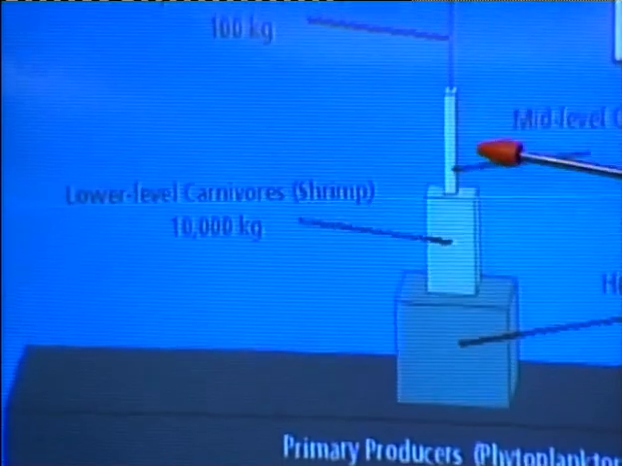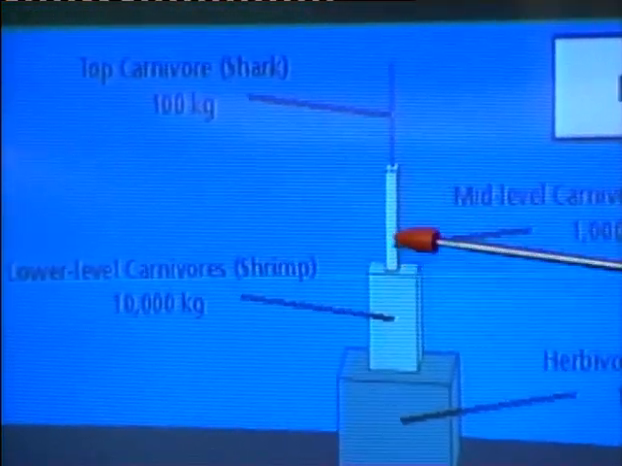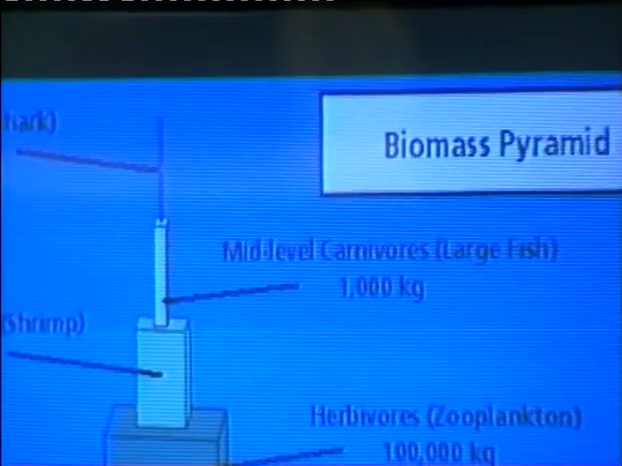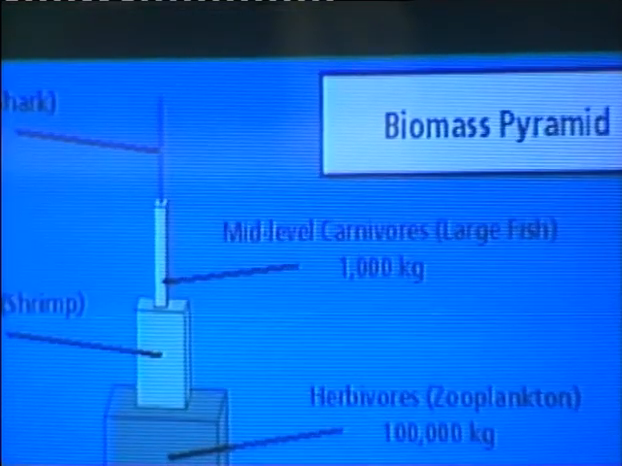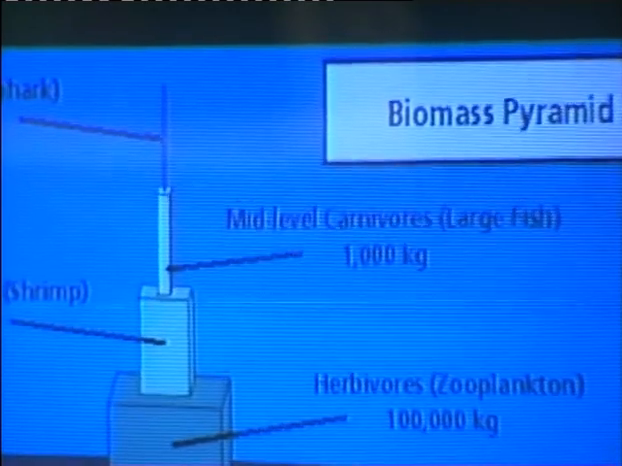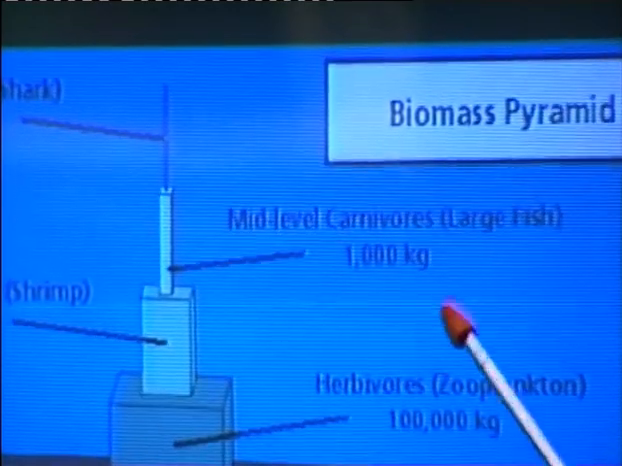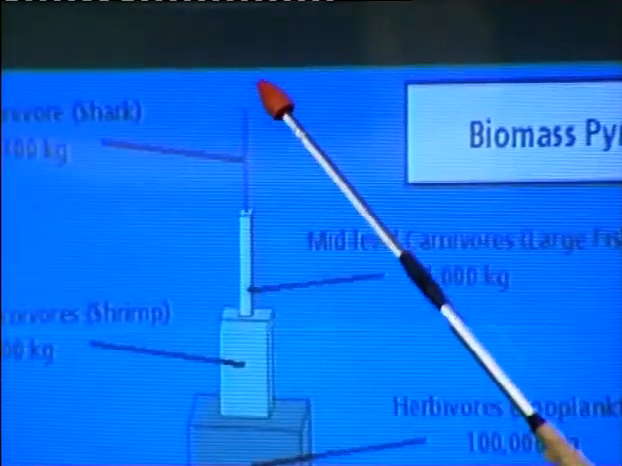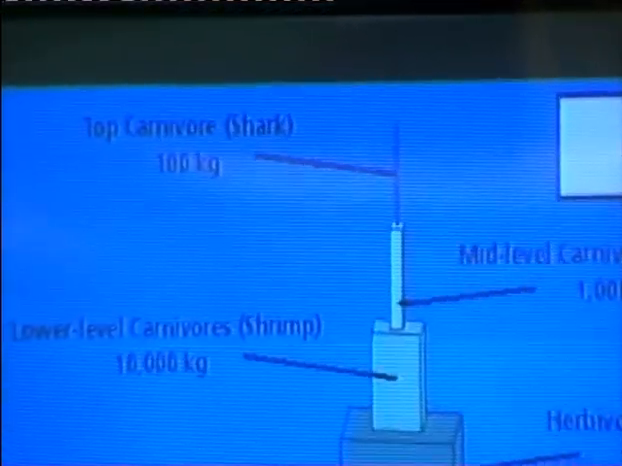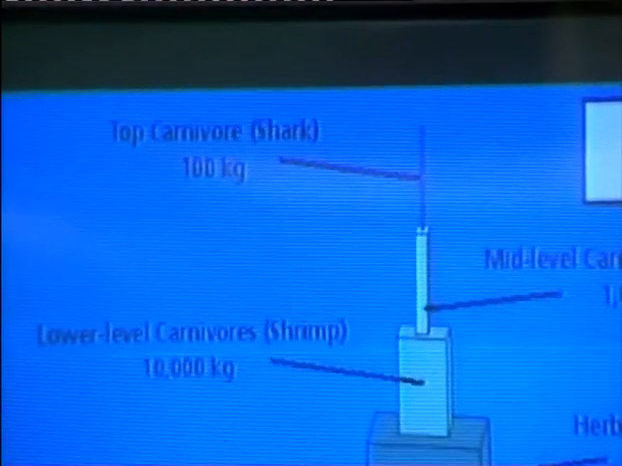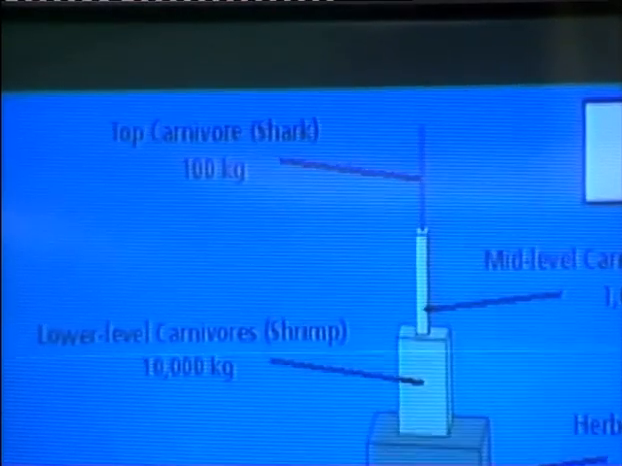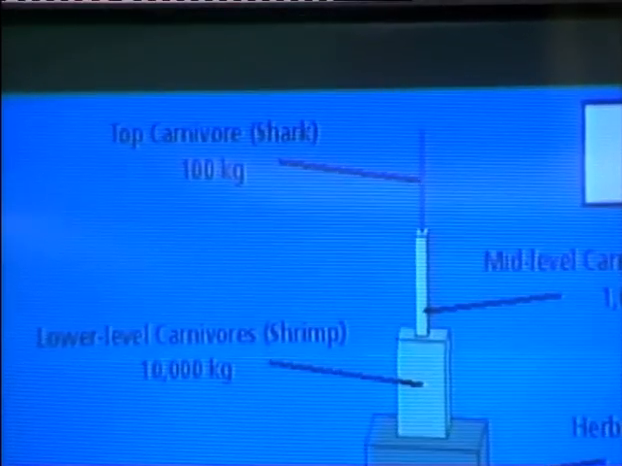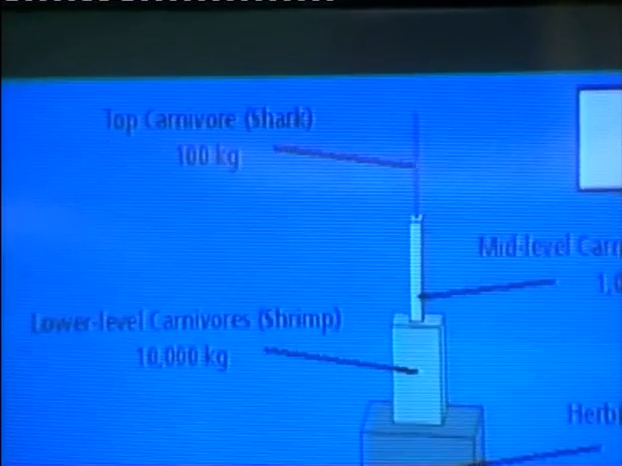And the whitish one, smaller, can you see it's getting smaller, like the flagpole? Those are mid-level carnivores. How many are there? 1,000. They are the large fish. And finally, you have that small black end right at the top there, the top carnivore, which is the shark. And there are how many of them there? It weighs about 100 kilograms. Okay.